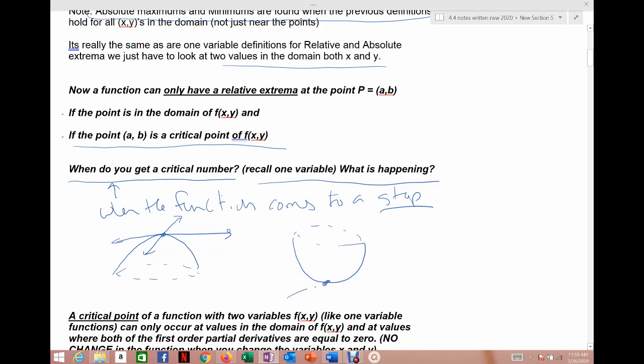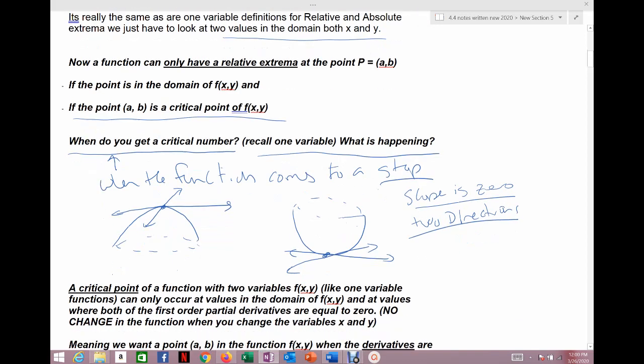Alright, and so again, that's what we're going to be looking for. There's got to be horizontal tangents. Actually, it has more to do with a horizontal plane. Alright, that'd be a horizontal plane, where we're going to find where my slope is 0, but it happens in 2 directions. Alright, so we still want to find a stopping point, a critical value. It's just a little more complex when we get to these multivariable functions.